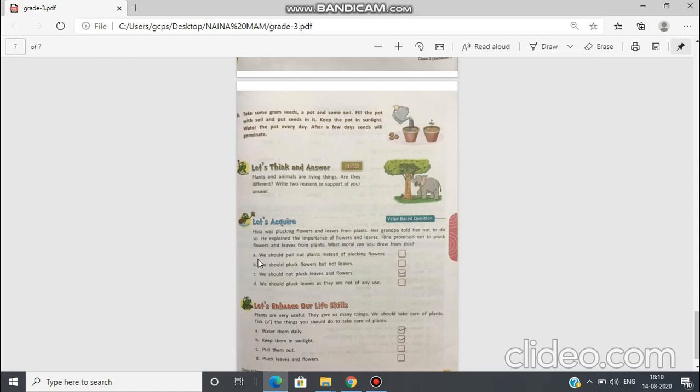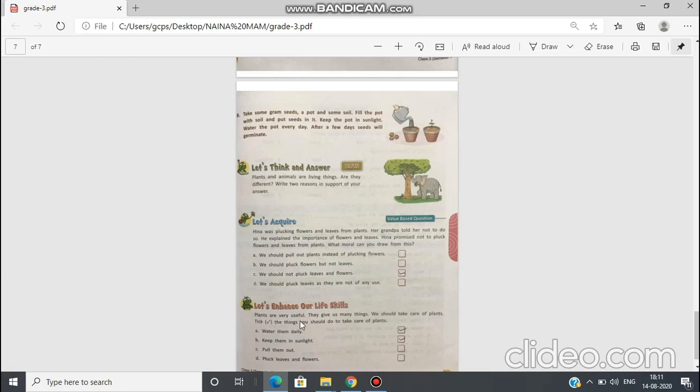Choose the right answer. We should pull out plants instead of plucking flowers. We should pluck flowers but not leaves. We should not pluck leaves and flowers. We should pluck leaves as they are not of any use. Learners, which one is right? Think. We should not pluck leaves and flowers. Number C is right. Correct.